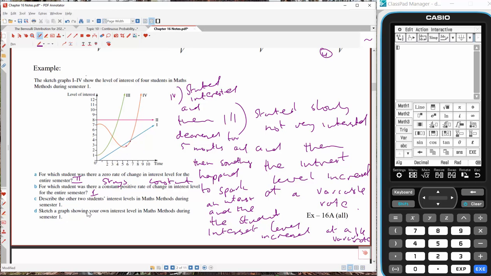Sketch a graph showing your own interest level in maths methods during semester 1. Well, naturally, it will start at a very high number. Let's go 100 and just go like exponential, of course, right? Exponential from there, because this is the best course.